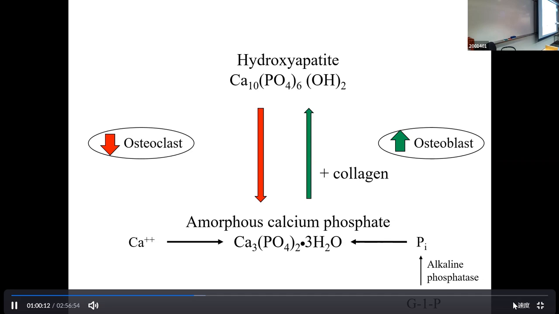As I mentioned, alkaline phosphatase creates the desirable calcium phosphorus concentration for the osteoblast to lay down the hydroxyapatite. Whereas the red arrow will be the osteoclast, which has carbonic anhydrase, and of course many other biological activities, but decreasing the pH environment will help to break down the calcium phosphate complex.